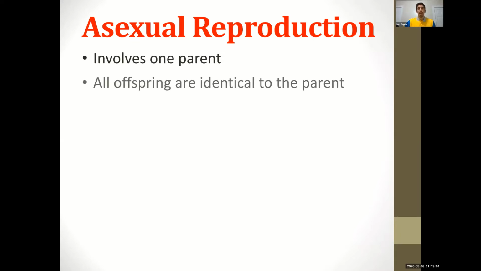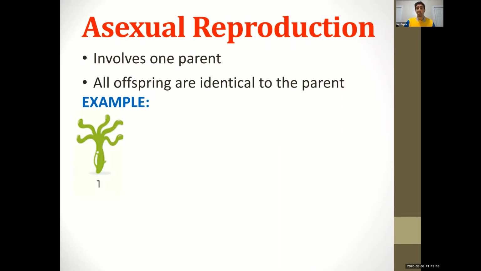First off, let's talk about asexual reproduction. Asexual reproduction involves one parent usually, and all offspring are identical to the parent. Now, when I say the term identical, I mean genetically identical. They have the same genes, the same DNA. So let's look at an example of this organism.